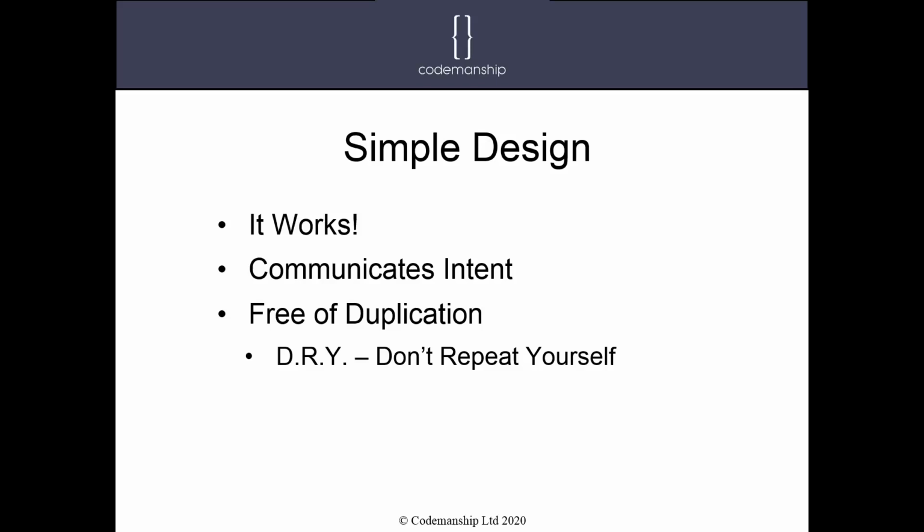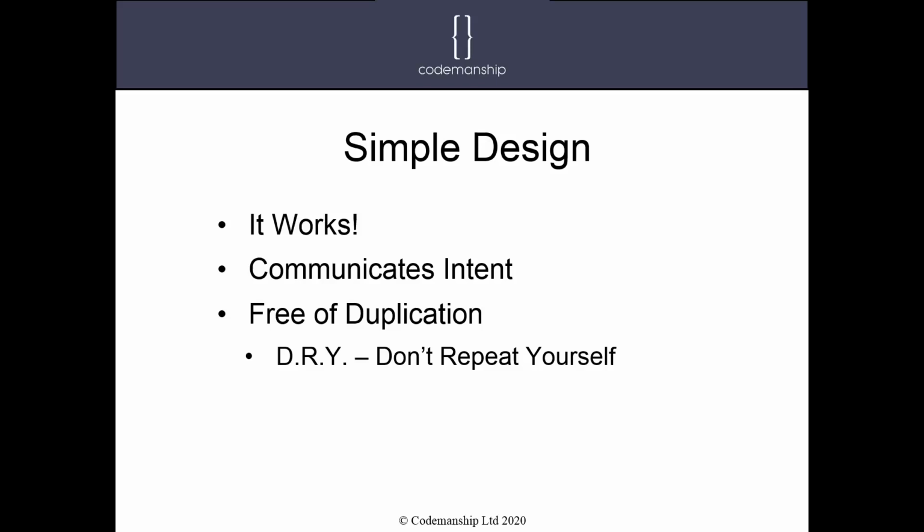So make sure your code works and that it stays working. Make sure that the code clearly communicates its intent, that we can understand what the code does just by reading the code, and then remove duplication of code, bearing in mind the rule of 3, to introduce abstractions and to lower the cost of making changes.